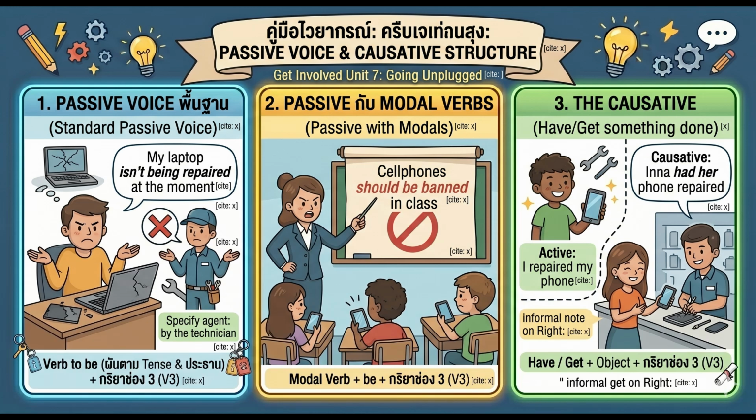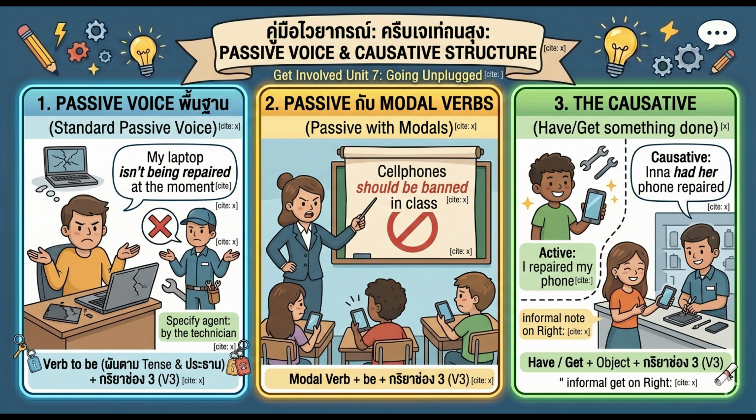This is the brief on mastering Unit 7 grammar from the Get Involved textbook. Unit 7, Going Unplugged, focuses heavily on the passive voice, and we're going to break down the 3 tricky passive structures that constantly trip students up on exams.